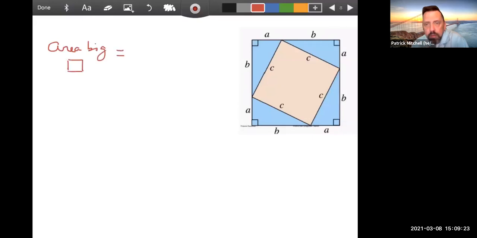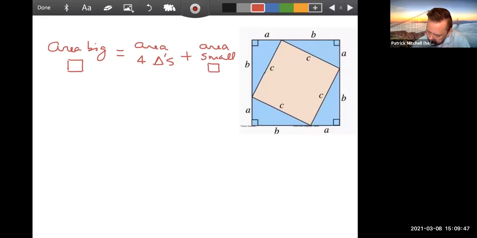And that big square is made up of a few different parts. It's made up of four triangles and then a smaller square in the middle. Do you see that? Okay. So the big square has a side length of A plus B. So the area of that square is (A plus B) squared.